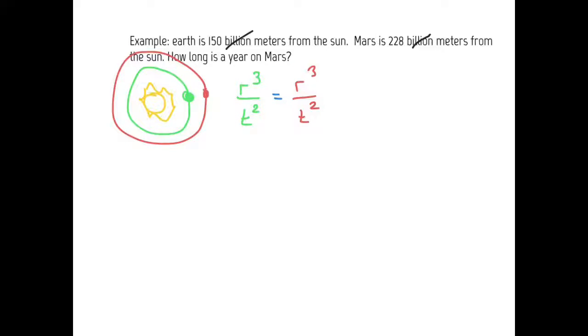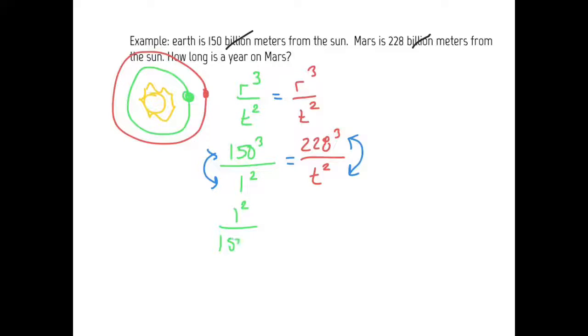So remember, we can use whatever units we want, so I'm going to use units of billions of meters. So this really just becomes 150 cubed over 1 year squared equals 228 cubed over the time for Mars to orbit squared. And then we can actually flip this. Remember that as long as we do the same thing to both sides, it's okay. So we get 1 squared over 150 cubed equals t squared for Mars divided by 228 cubed.